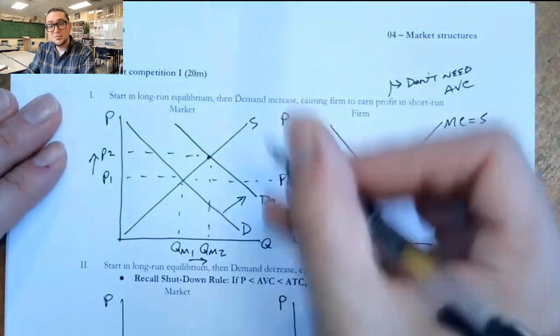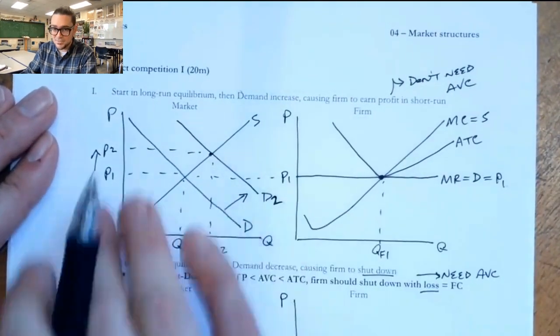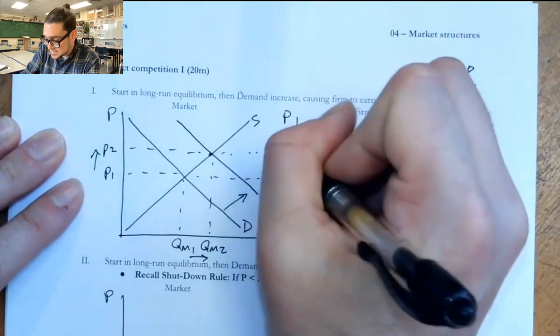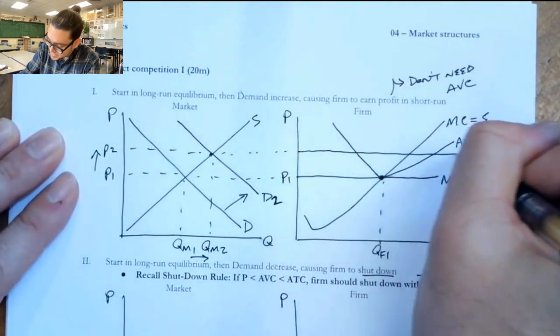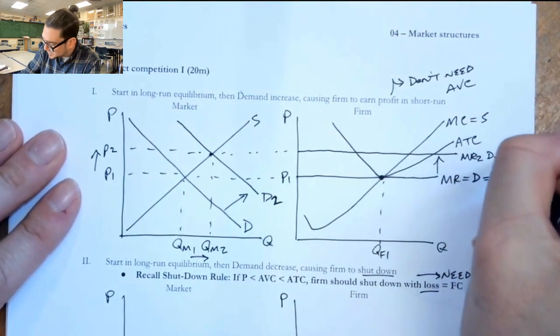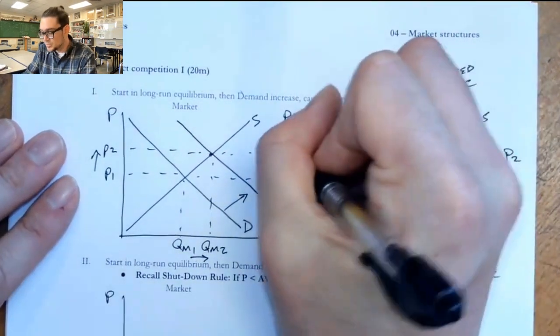Now, what does that do for the firm, right? This is old hat at this point. We know what's going on over here. But over here, what it actually causes is a higher MR equals D equals P. It says MR equals D equals P is now way up here, MR2, demand 2, P2. And so it's all the way up there.